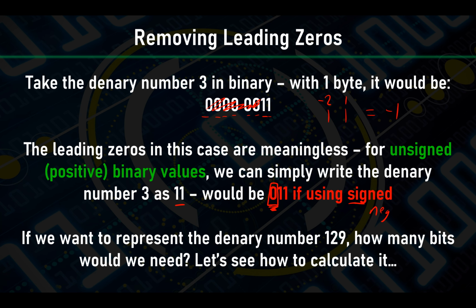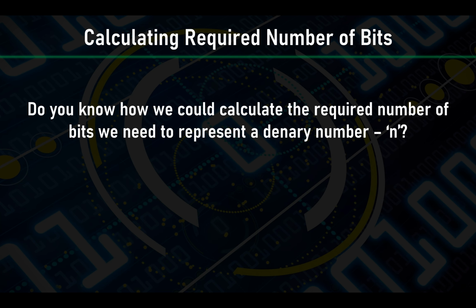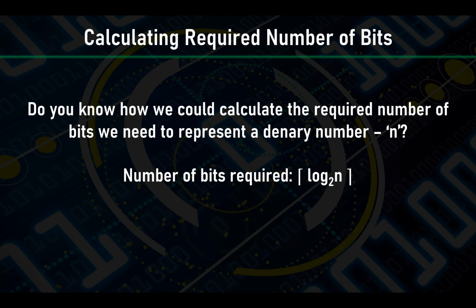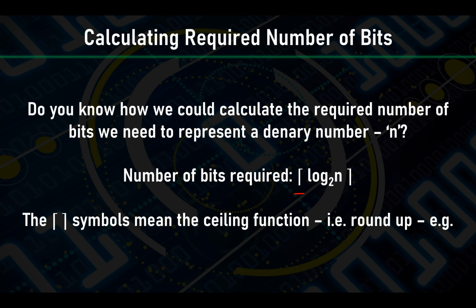Right, so let's see, if we want to represent the Denary number 129, how many bits would we need, and let's see how to calculate this. So formula-wise, the number of bits required is going to be the ceiling function of log base 2 of n. Now this ceiling function just means round up.